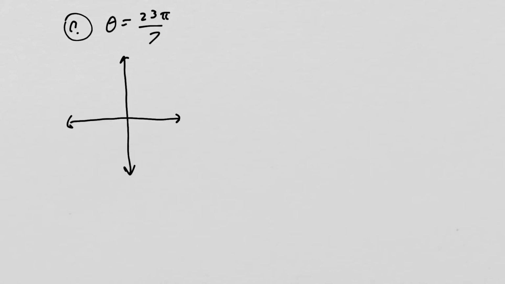So initially here, we have a 23 pi divided by 7, and one revolution around the unit circle is given by 2 pi. That means 14 pi divided by 7 is going to take us all the way around the circle once. Then 21 pi divided by 7 will take us around 1.5 times. And then we're left with just 2 pi divided by 7 left.